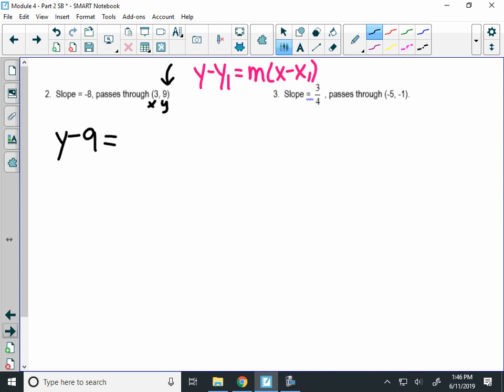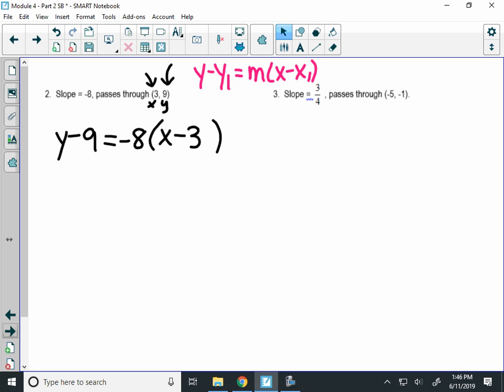Equals. I write my slope here, it's -8, that's the m. Then I have x, and I take the opposite of the x value, here would be -3. And that's the equation of the line. If you're not sure, I'll show you how to check it.